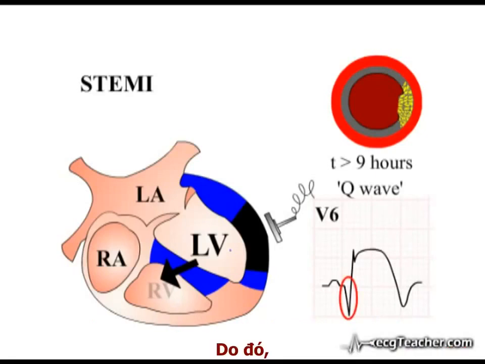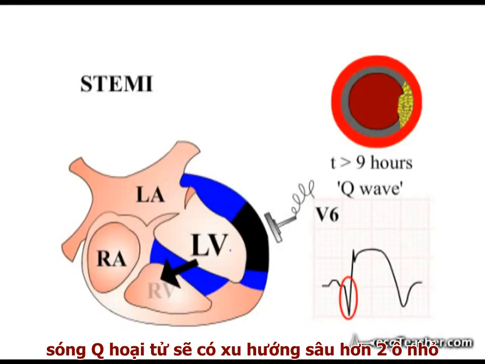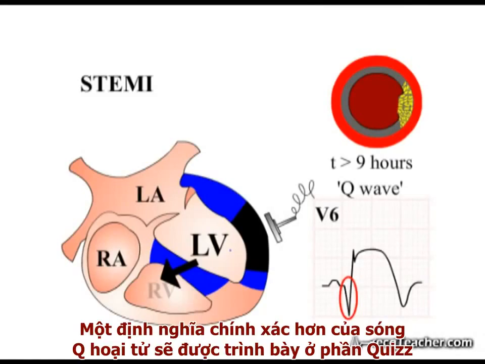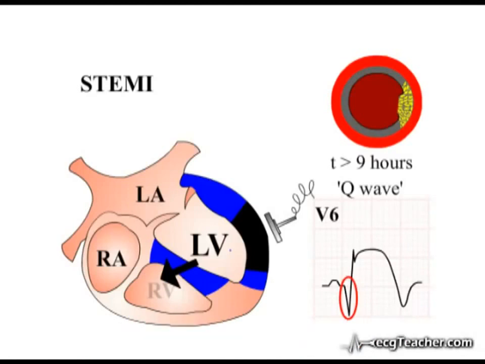As a rule of thumb, a pathological Q wave tends to be deeper than 2 small squares and greater than 1 small square in duration. A more precise definition of pathological Q waves will be given in the quiz section.